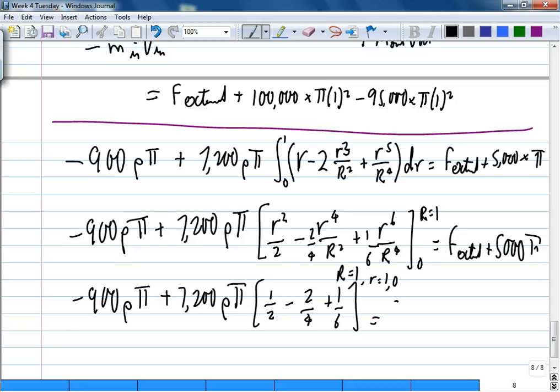So equals to F external plus 5,000 pi. Okay? So everything's all done for you. You can work out yourself, F external equals to what? Alright? Just plug in the numbers. Okay? 5,000 pi. Alright? Any further questions?